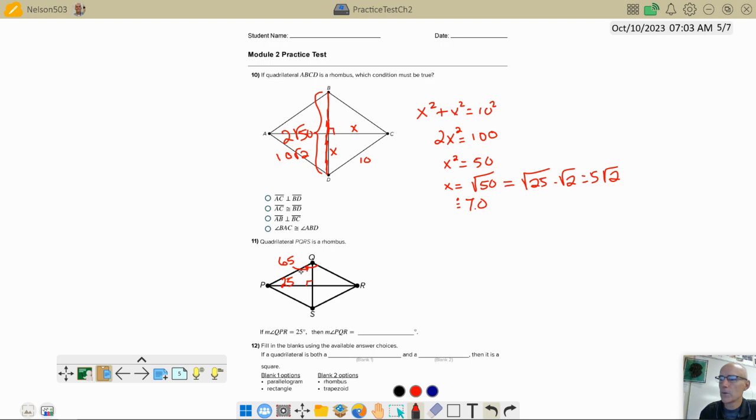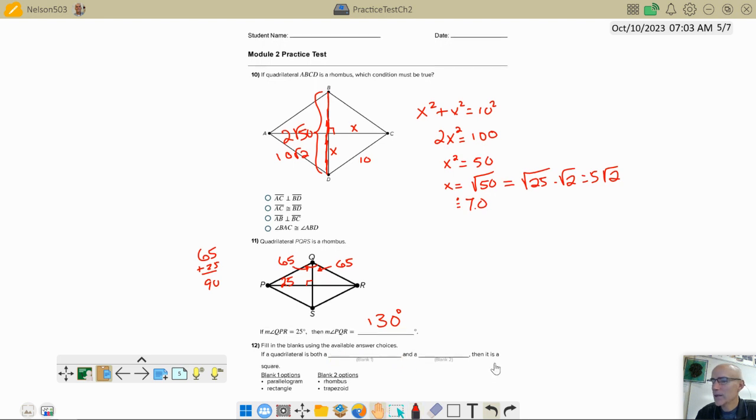Because 65 and 25 would make 90, right? 65 plus 25 equals 90. Why is it 90? Well, we've used up 90 out of the 180 down there. Acute angles in a right triangle have to add up to 90 degrees. So this is 65. This one's 65 right here. That makes a total of 130 degrees.